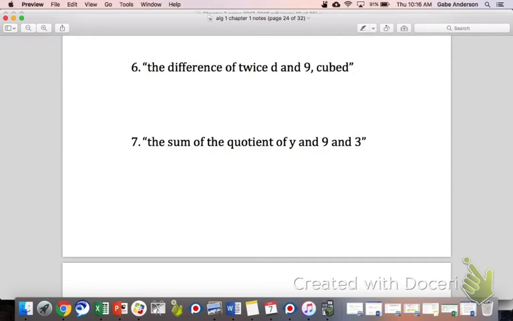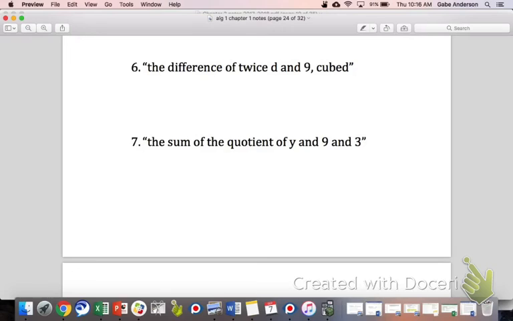Twice D. You gotta open the parentheses. Let's not use extra times. Use a dot or parentheses. If you do that, you are the closest. Minus 9. One little detail. You can do it right. There you go.